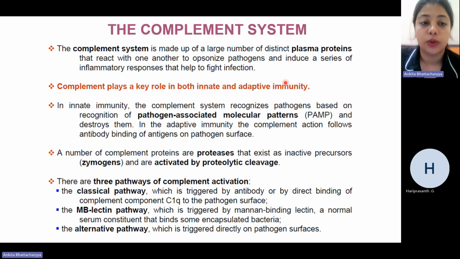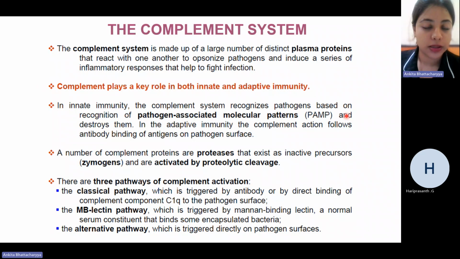So how the complement works is that it has a role to play in both innate and adaptive immunity. We'll come to this. How does it do so? In innate immunity, the complement system recognizes pathogens based on the recognition of the PAMPs, or the pathogen-associated molecular patterns.